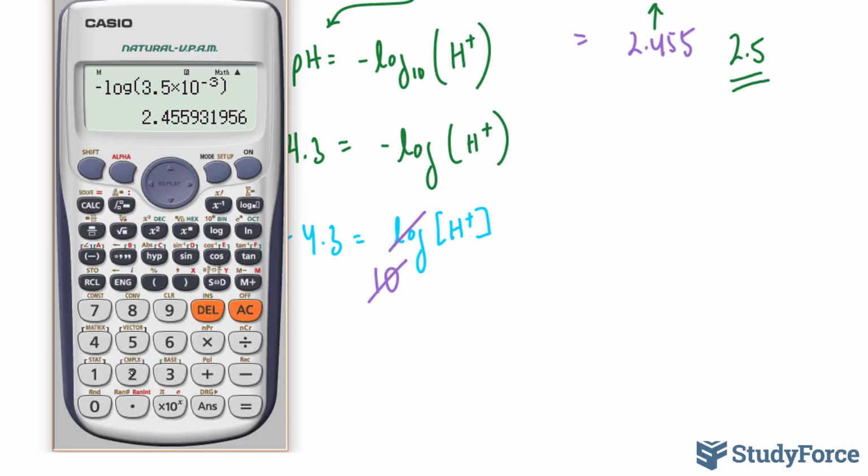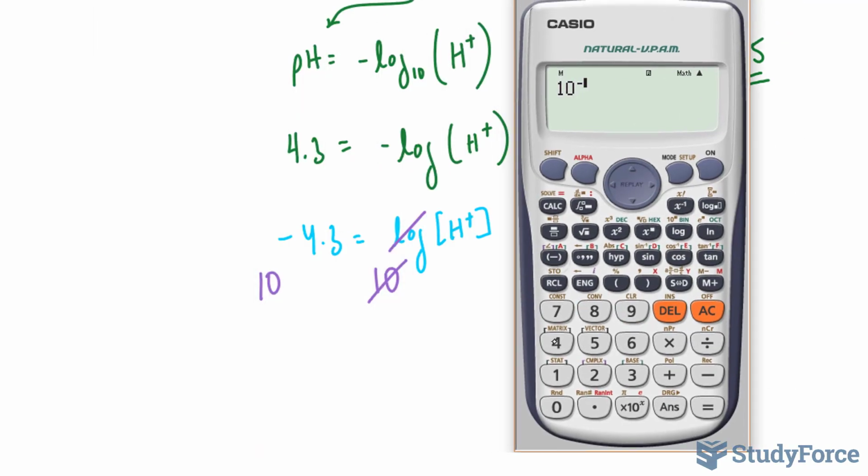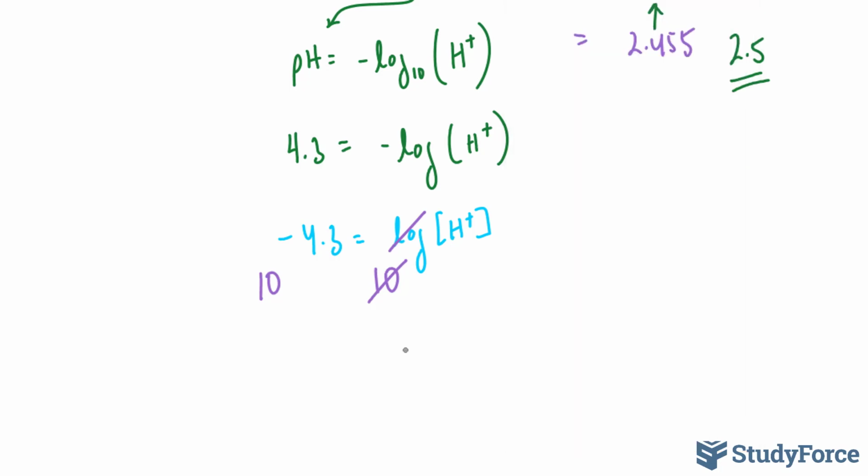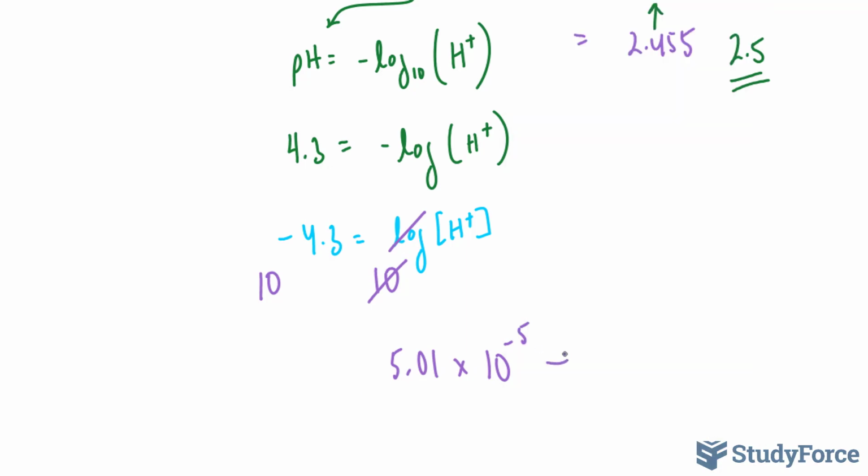We're going to use our calculator. 10 to the power of negative 4.3 gives us a concentration of 5.01 times 10 to the power of negative 5. Now, keeping in mind significant figures, our final answer will be 5.0 times 10 to the power of negative 5 molars. And there you have it.